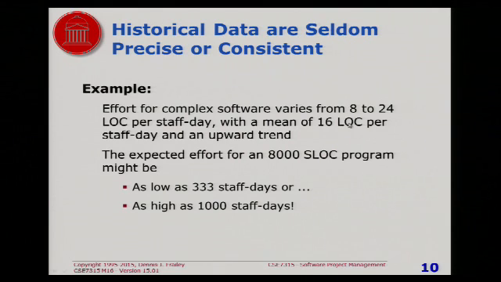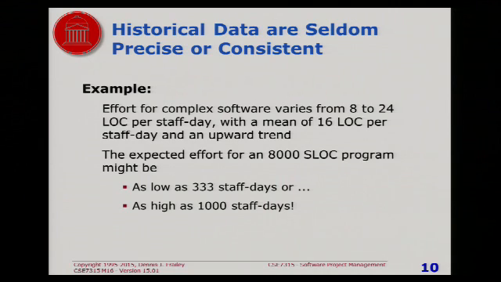So, in fact, let's suppose the complex numbers varied from 8 to 24 lines of code per staff day on all those different projects. Then for your estimate for the new one, you'd say, well, I estimated 500, but it could be as little as 333 and as much as 1,000. Now that's a pretty big range, 3 to 1. But it gives you some sense of what would be the best case, what would be the worst case, and what is the most likely. Remember, on size, we talked about the minimum, maximum, and most likely. Well, that's kind of what we're talking about here.